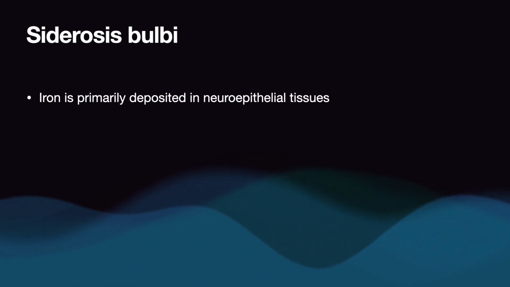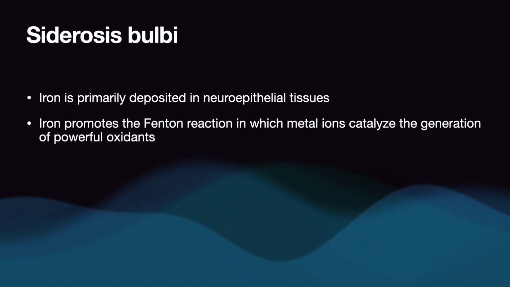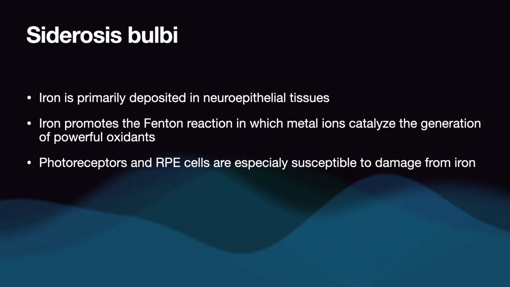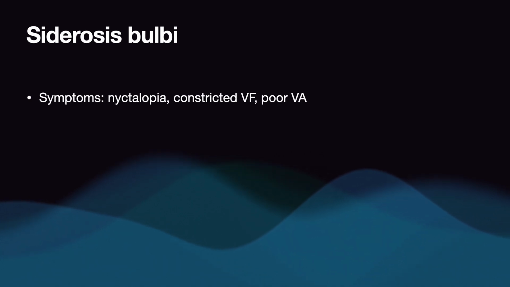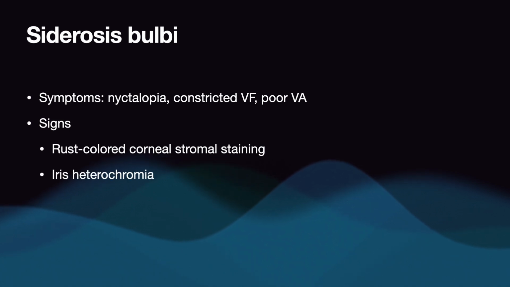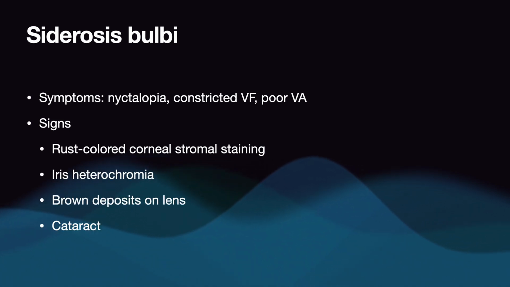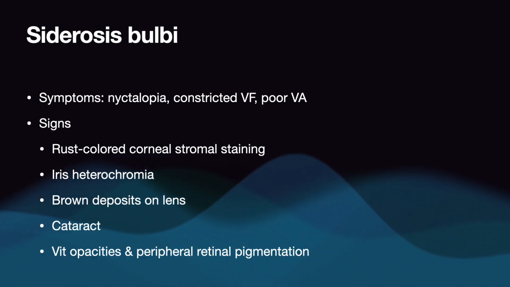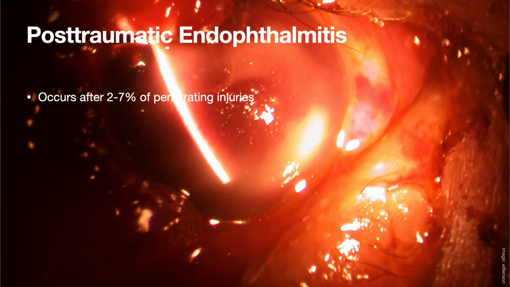Anyway, siderosis bulbi, that's related to iron, primarily deposited in neuroepithelial tissues, and it promotes this thing called the Fenton reaction. Photoreceptors and RPE cells are very susceptible to damage from iron. Signs include nyctalopia, constricted visual field, poor visual acuity, rust-colored corneal stromal staining, iris heterochromia, brown deposits on the lens, and then cataract, vitreous opacities, peripheral retinal pigmentation.